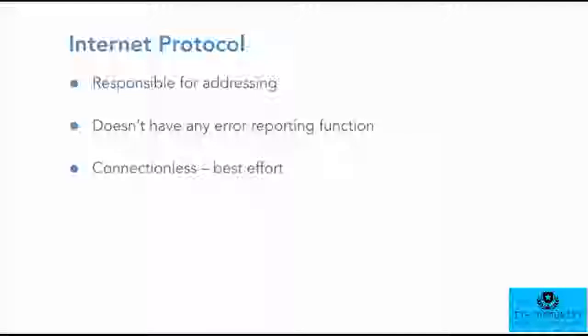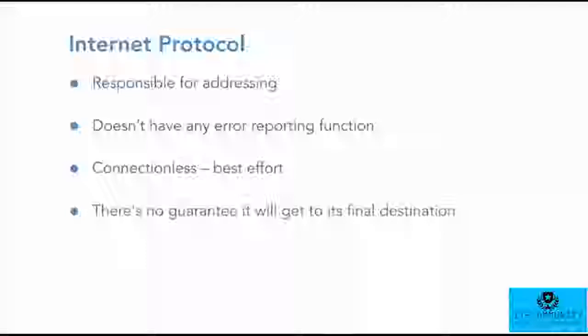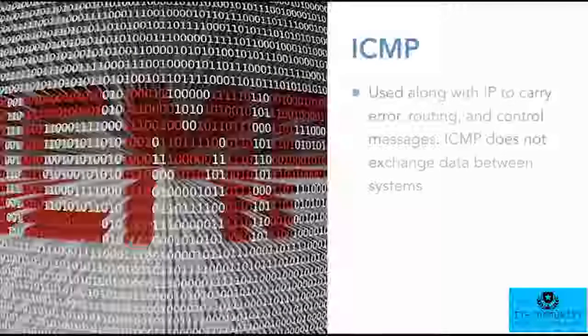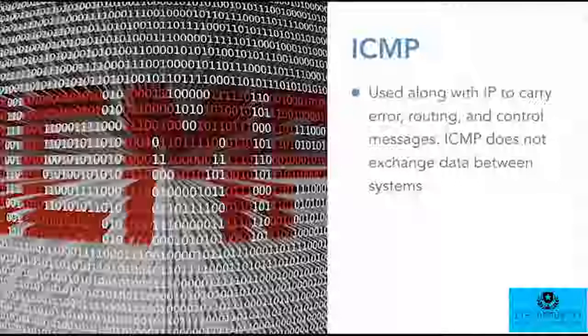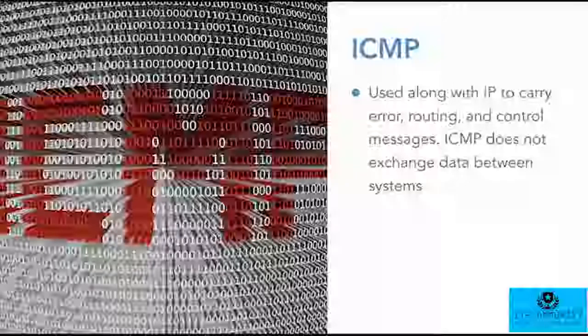IP is responsible for addressing, and it doesn't have any error reporting functions. IP is a connectionless best effort protocol, meaning there's no guarantee it will get to its final destination. ICMP is used along with IP to carry error, routing, and control messages. It does not exchange any data between systems.